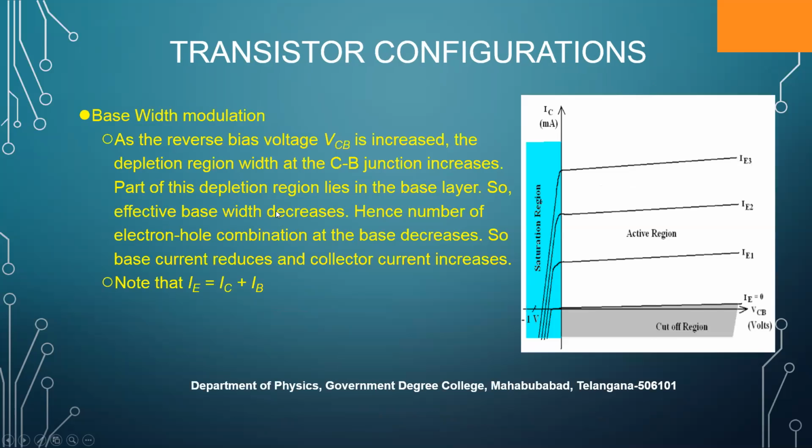So when coming to base width modulation, as the reverse bias voltage VCB is increased, the depletion region width at the CB junction increases. Part of this depletion region lies in the base layer, so effective base width decreases, hence the number of electron hole combinations at the base decreases, so base current reduces and collector current increases. Here we have to note that IE is equal to IC plus IB. This is a common equation.